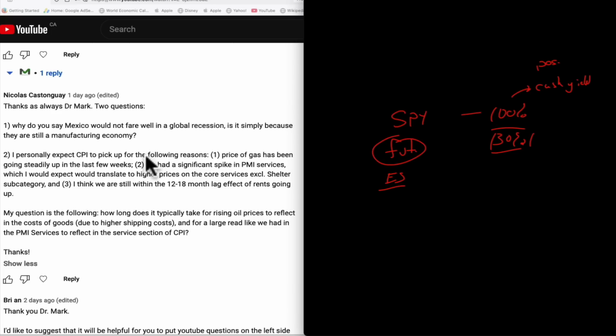I personally expect CPI to pick up for the following reasons. Price of gas has been going steadily up in the last few weeks. We had a significant spike in PMI services, which I would expect would translate into higher prices on core services. I think we're still within the 12 to 18 month lag effect of rents going up. Yeah, we saw housing continue to climb in the CPI report that we got today. And services ex-housing hasn't shown any improvement at all. So the base effects should start to come off.